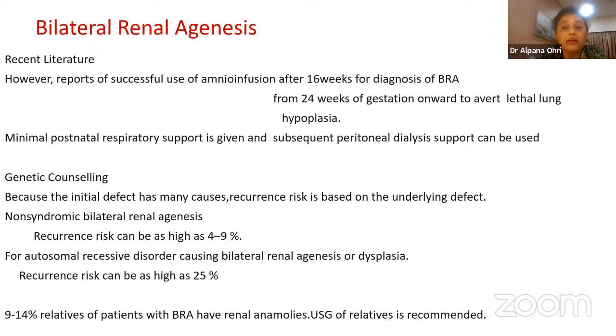With regards to genetic counseling, if associated malformations are picked up and we can find that it's fitting into a typical syndrome, we do the genetic analysis and we counsel according to that, whether it's recessive or dominant, for the chances of recurrence in the next pregnancy. But if no extra renal malformations are found and no syndrome can be identified, it's a sporadic case, then the chances of recurrence are about 4 to 9%. Again, like unilateral renal agenesis, patients of bilateral renal agenesis also should be screened. Their family members should be screened for renal or urinary tract malformations, which may be seen in up to 15% of the individuals.